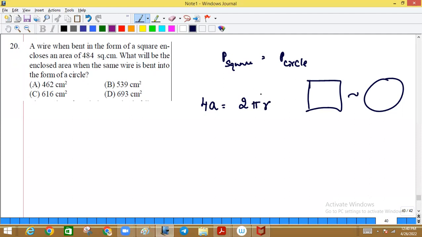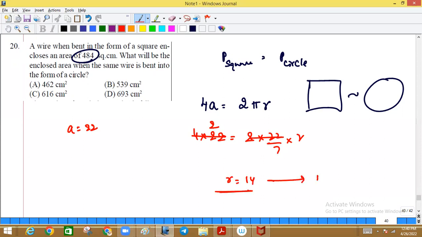2 pi r. The moment you see 484, what is the side? Area of square is 484 means a is 22. So 4 into 22 equals 2 into 22 by 7 into r. r is equal to 14. Area is equal to 616. When r is equal to 7, area is 154. When r is equal to 14, area of a circle is 616 centimeters square.